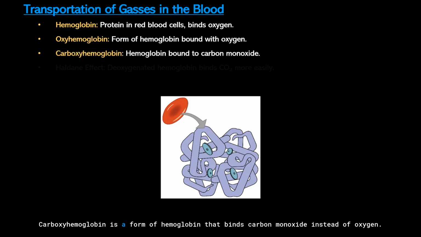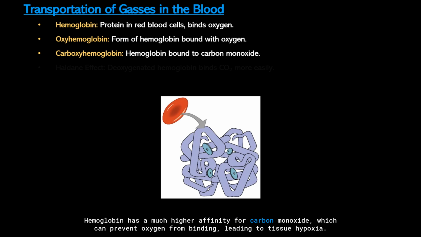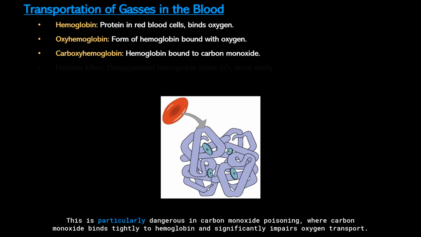Carboxyhemoglobin is a form of hemoglobin that binds carbon monoxide instead of oxygen. Hemoglobin has a much higher affinity for carbon monoxide, which can prevent oxygen from binding, leading to tissue hypoxia. This is particularly dangerous in carbon monoxide poisoning, where carbon monoxide binds tightly to hemoglobin and significantly impairs oxygen transport.